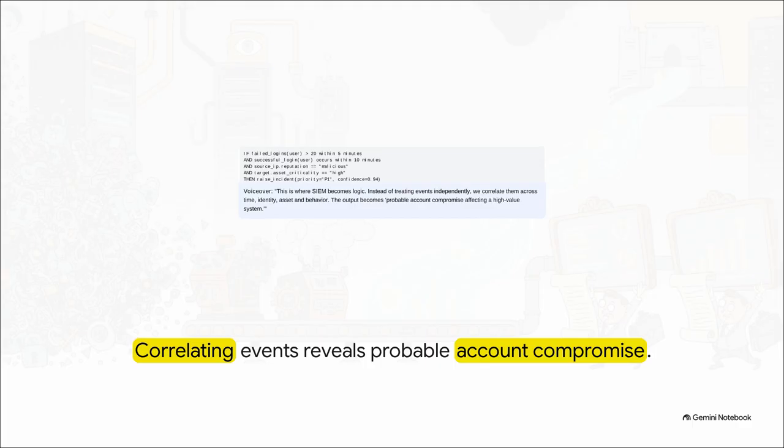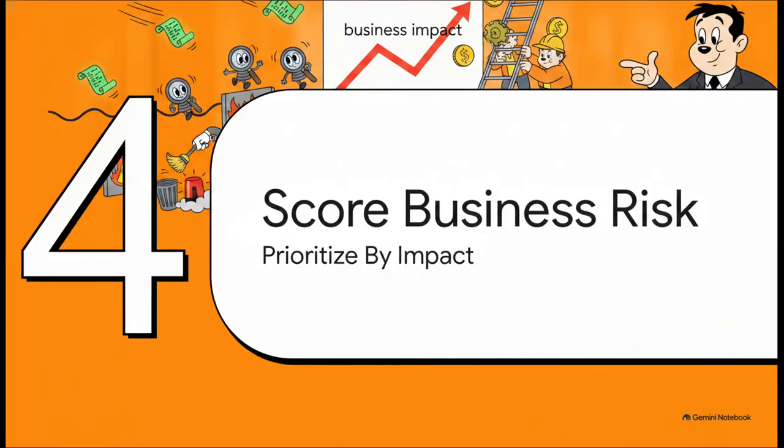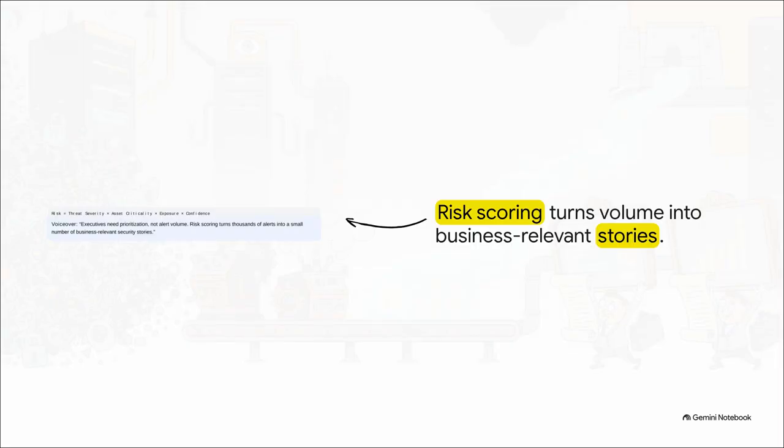It's no longer a massive, unreadable log file. It is a highly confident declaration of a probable compromise. All right, on to Section 4, scoring business risk. Because once we find the attacks, we have to prioritize them. Executives absolutely need prioritization. They do not care about alert volume.